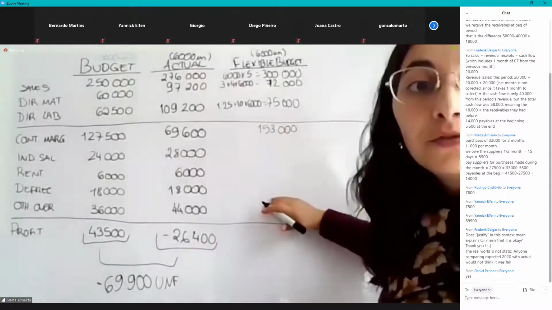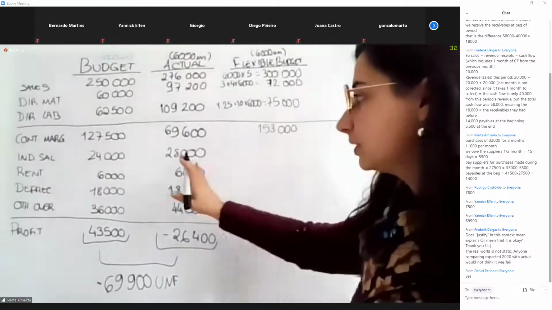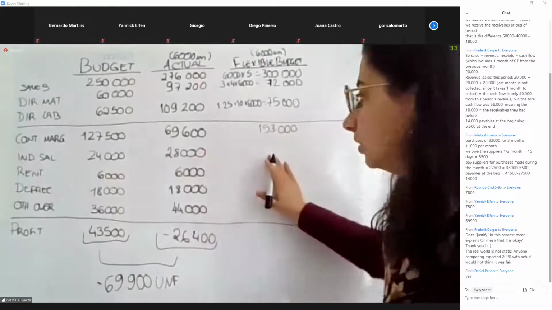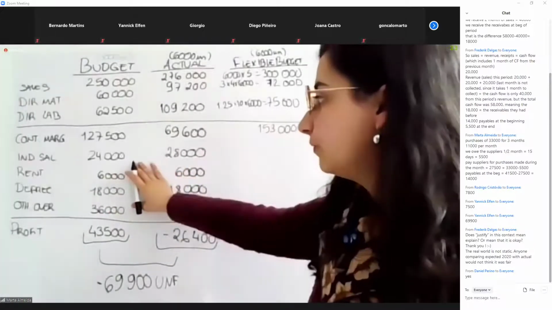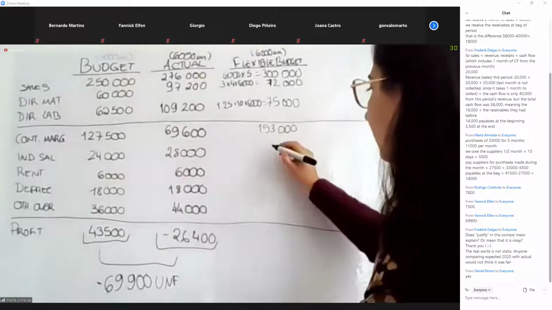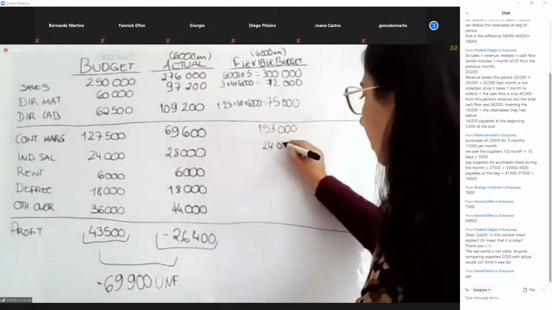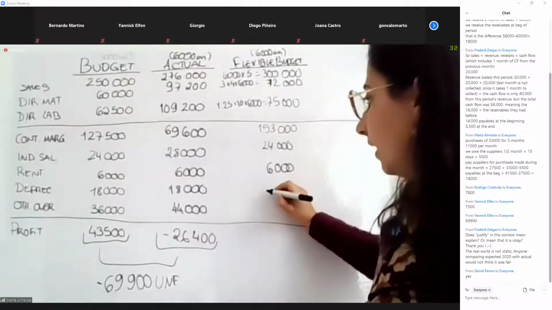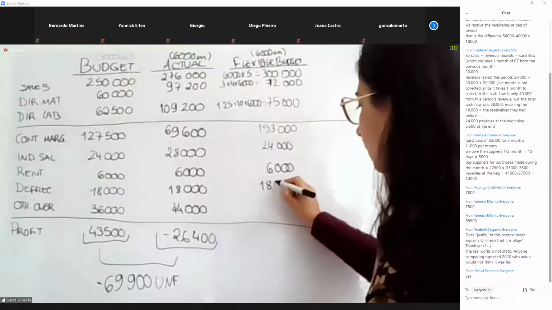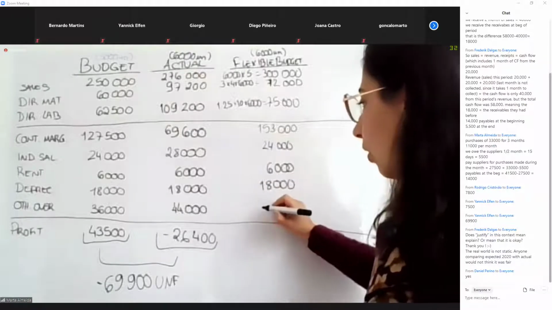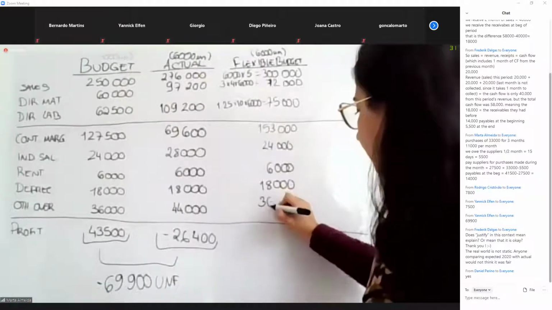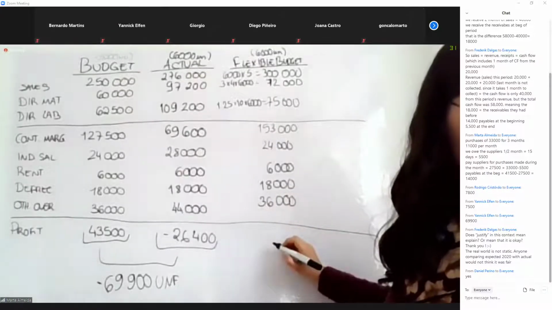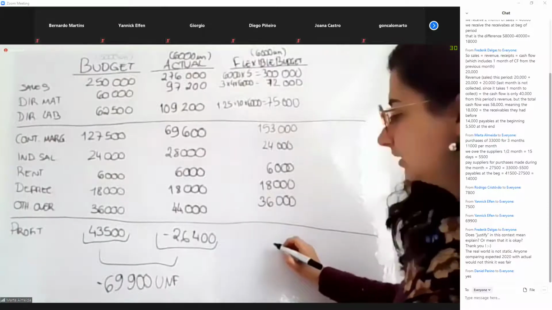And then we have the fixed costs. They are exactly the same as the budget, so we will just copy what the fixed costs were. As fixed costs, we had budgeted indirect salaries of 24,000, rent 6,000, depreciation 18,000, and other overheads of 36,000. This would give us a profit in the flexible budget of 69,000.